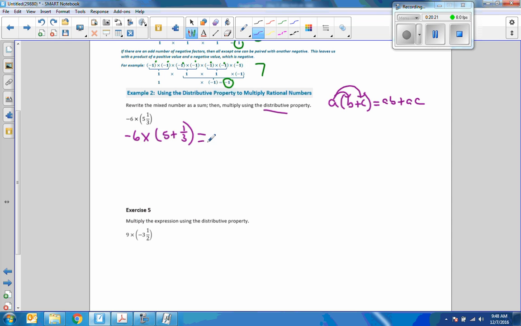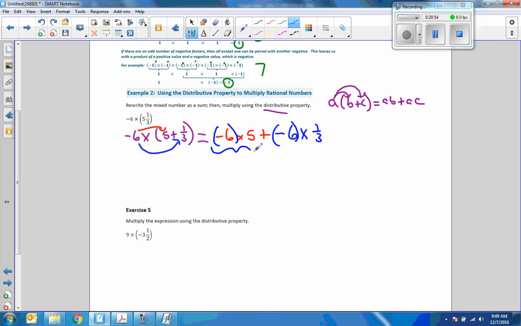Now I'm going to use the distributive property, and I'm going to take -6 times 5, and I'm just going to write it for now, plus -6 times 1/3. Okay, I'm going to put the negative in parentheses: -6. So -6 times 5 plus -6 times 1/3.